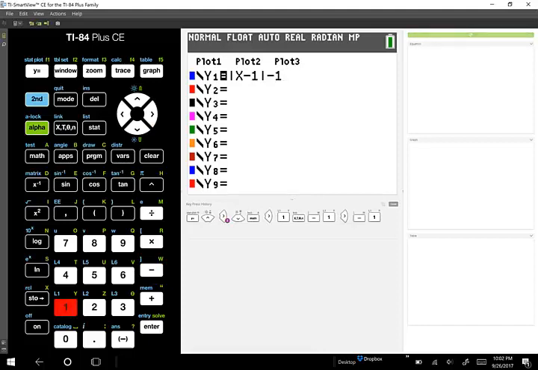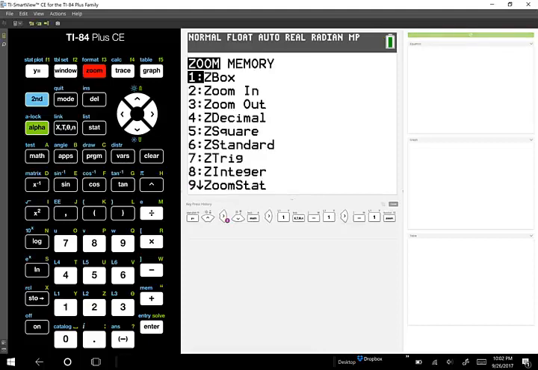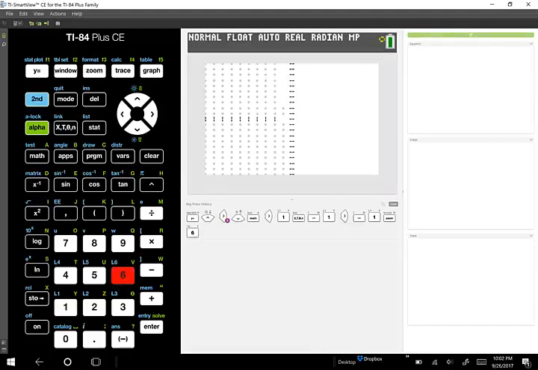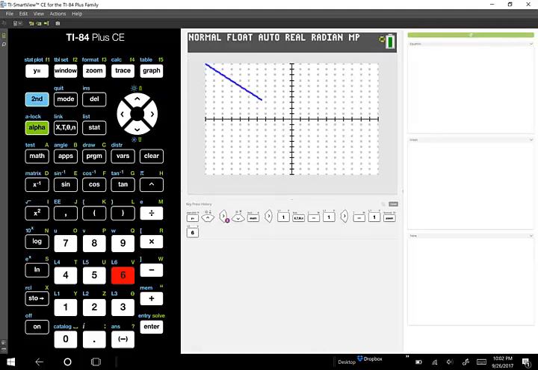Now we need to give a window for our format. We're going to have a standard window, which is ZStandard, Zoom 6. So I hit the number 6, and now it's going to graph our absolute value function for us.